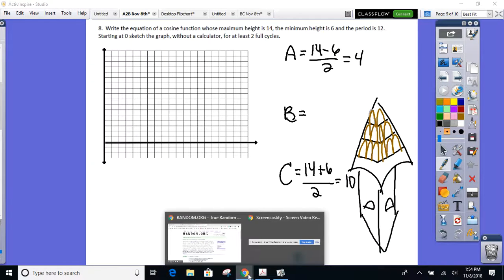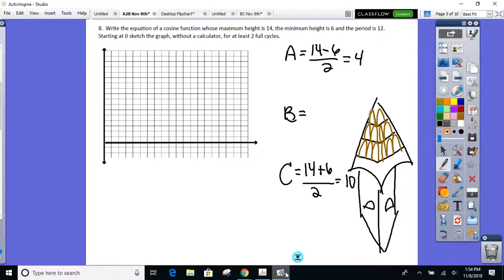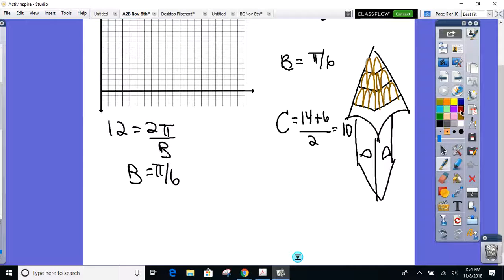All right, how did you find the B value now? Let's hear from 8. How'd you find the B value? 12 equals 2 pi over B. You cross multiplied and got B to be equal to pi over 6. Nice job. So let's put this all together and write the equation before we graph it. Y equals 4. What was our curve? Cosine. Pi over 6x plus 10. Wow, that looks pretty hardcore. You're about to do some hardcore graphing, huh? Feel good about yourself? Everyone all right about the equation?